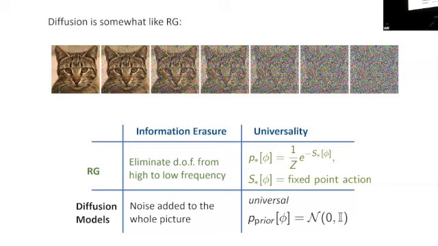Here I'm eliminating degrees of freedom from high to low energy, high to low frequency. Same thing here: I'm erasing information by adding noise to the picture. And here we have some kind of universality. Namely, I could start with very different S at high energy, and under RG flow it goes to the same fixed point action. This is also somewhat similar: you could have a picture of a cat, a picture of a dog, but at the end of the flow all you see is noise. Okay, so that's the analogy.